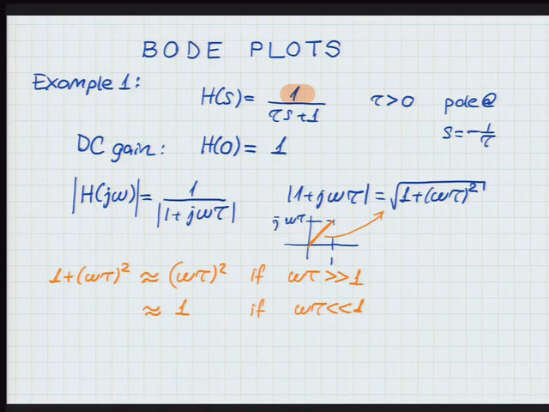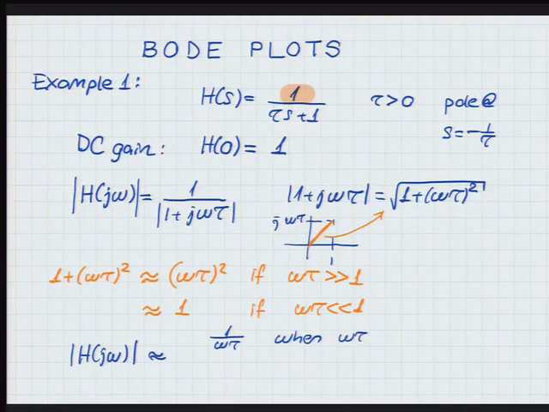So we can then say that the magnitude, H of j omega, is approximately equal to 1 over omega tau when omega tau is a lot bigger than 1, and 1 when omega tau is a lot smaller than 1. All right? Do we agree with this? Yes? Okay. But I said we're going to use logarithmic scales.